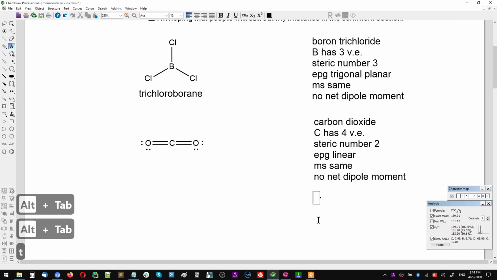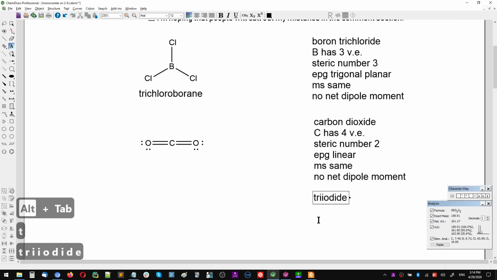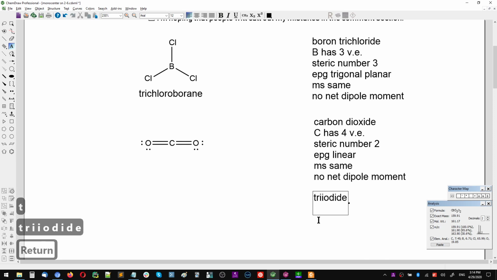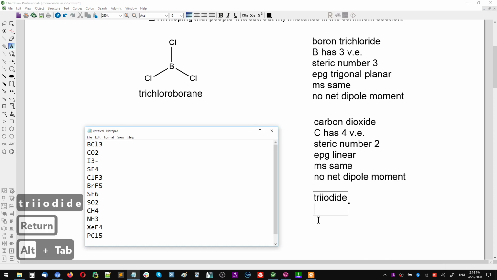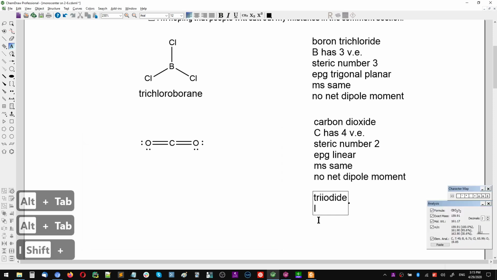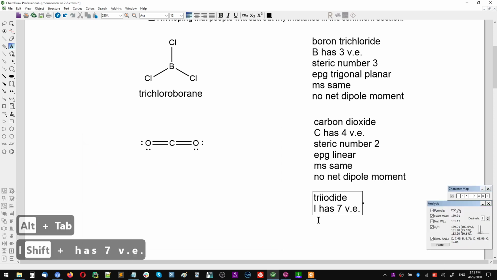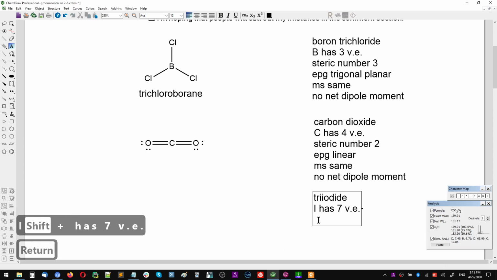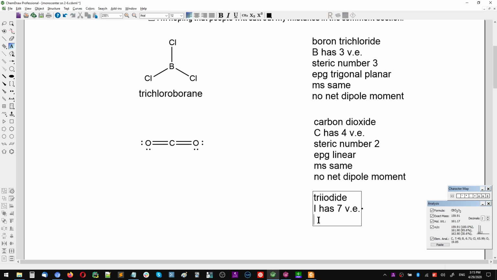Triiodide. We have 1 extra electron, right? This is interesting. Iodine has 7 valence electrons, and 2 of them will be taken by iodine. Okay, so we have 5 remaining electrons plus 1 because this is an anion, so we have 6 electrons, therefore 3 electron pairs. With the 2 bonds, the steric number is 5.